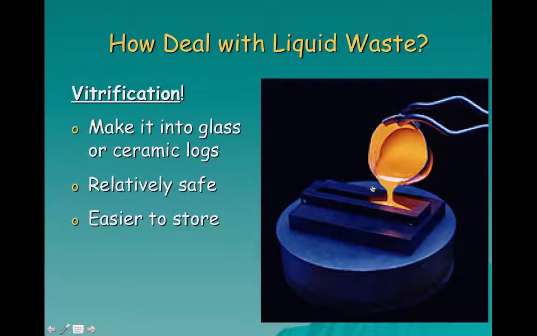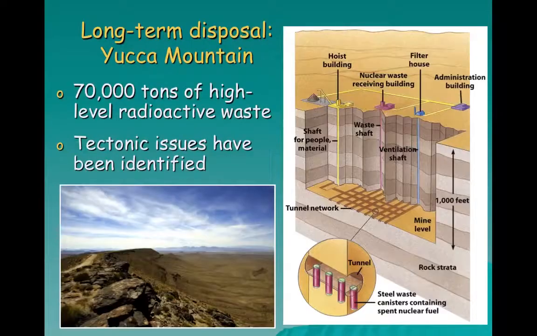And you can also do something called vitrification, which is for the liquid waste. So this is the water that's used in the nuclear energy cycle that changes to steam and that gets recondensed. You can make that into glass or ceramic logs, so it's easier to store. It's a lot easier than storing liquid. So basically, vitrification is transferring that hot liquid waste to something solid like a glass or ceramic log.